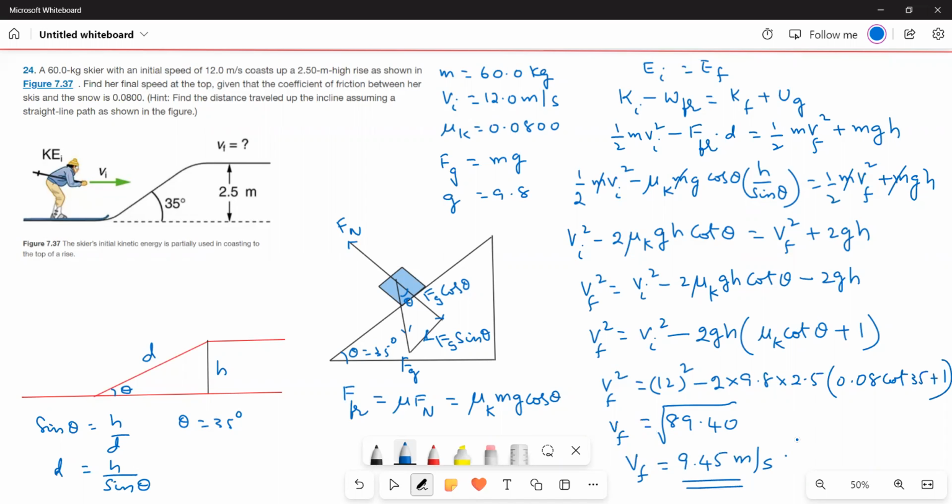This is the answer. We just have to resolve the force to find the friction. To find the friction, you have to draw the force diagram and resolve. And then the remaining things are simple. We use the law of conservation of energy, and with that you can find the answer. Hope this helps. Thank you.